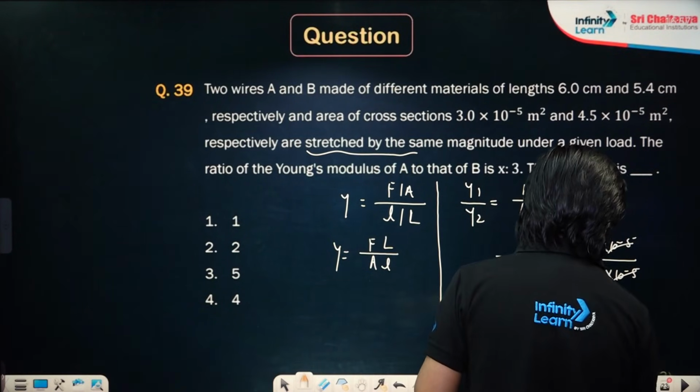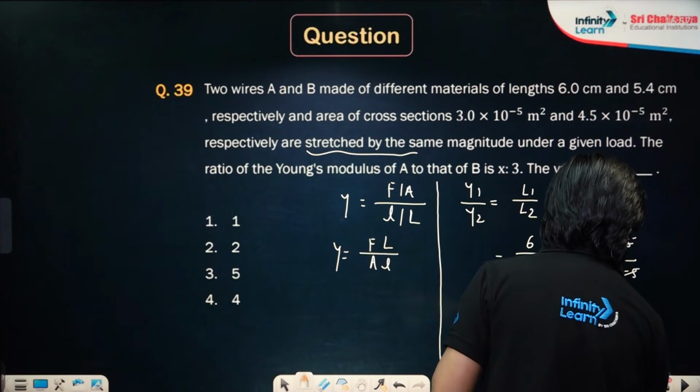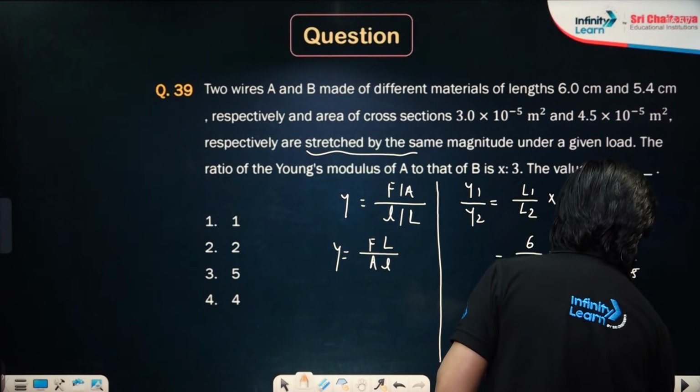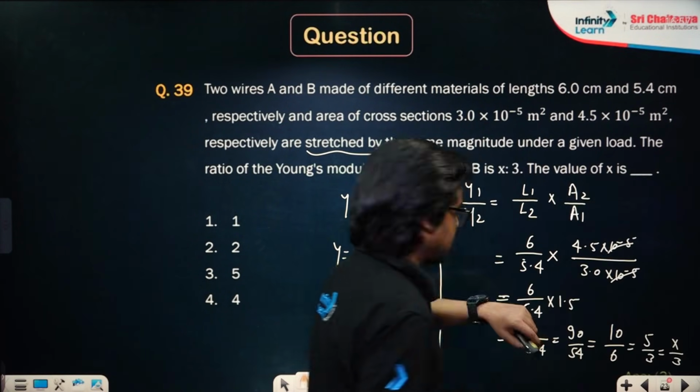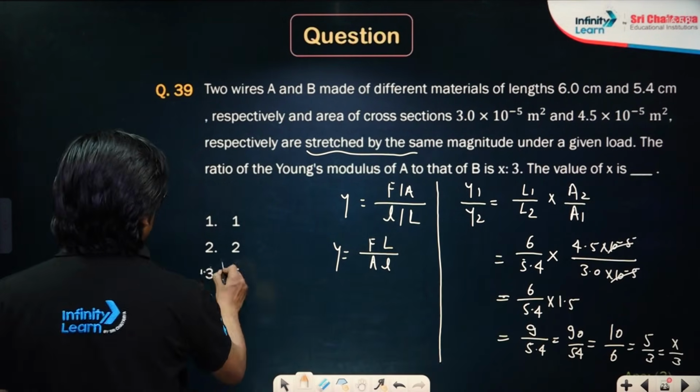Okay. Now you are going to get 10 divided by 6, or 5 divided by 3. If you make a comparison with x by 3, x is actually equal to 5.